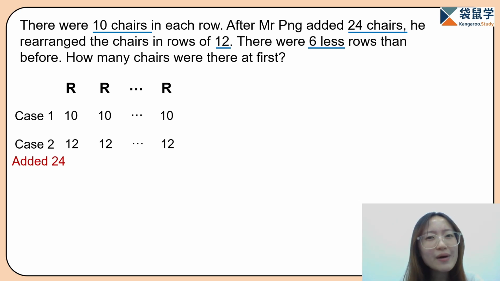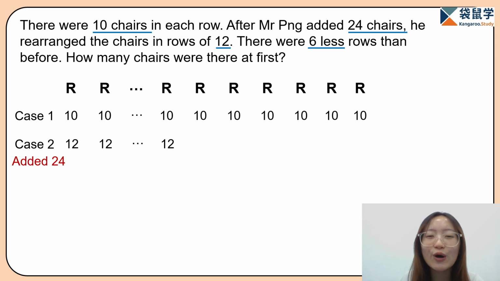So, should the number of rows be the same? No, right? So which case will have more rows? Case 1. How many more? 6 more. So let's write these 6 more, and remember, all the rows have 10 chairs each. And as for case 2, we can leave these 6 rows empty. Now we want to find how many chairs there were at first.